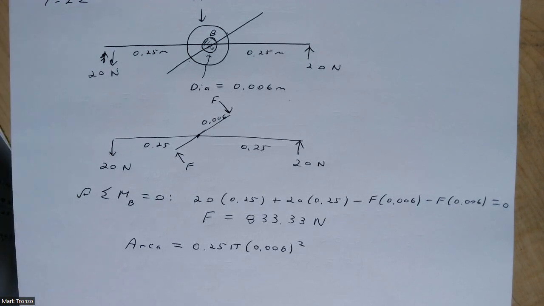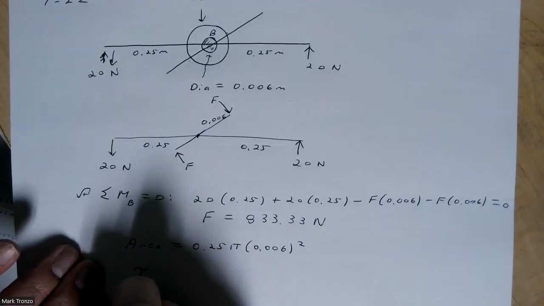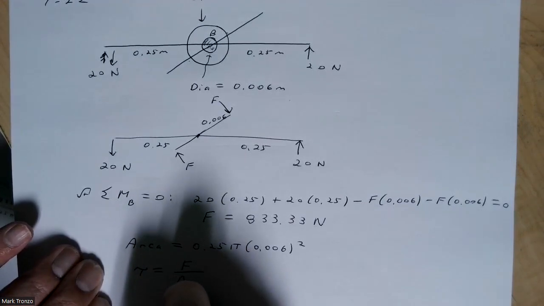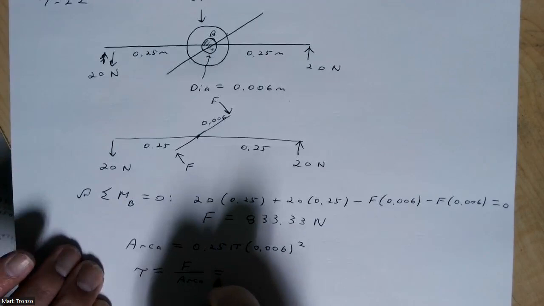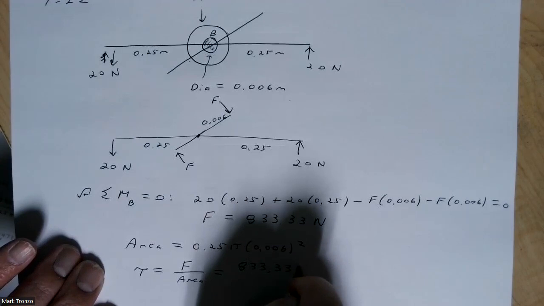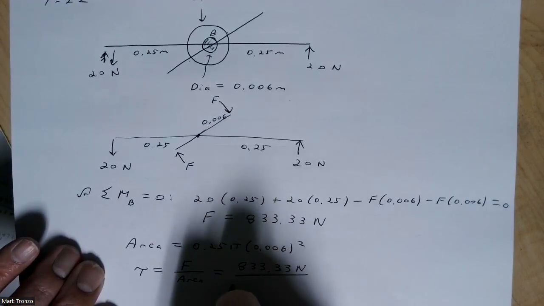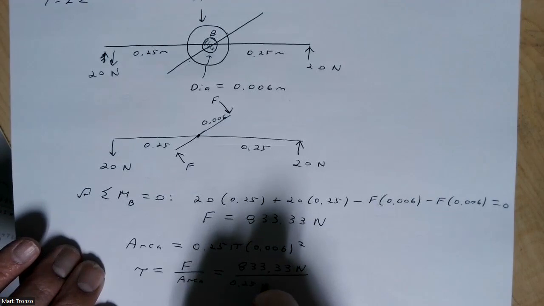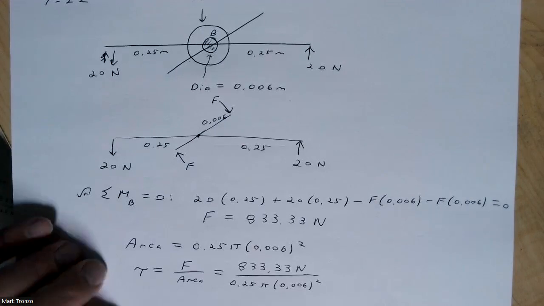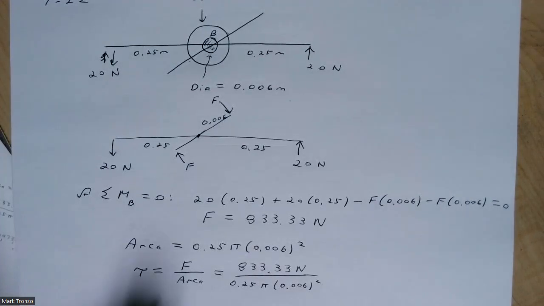And it is saying it wants the average shear stress, and the average shear stress is simply going to be tau equals force divided by the area. Again, in my problem, I worked that out to be 833 newtons over 0.25 pi times 0.006 squared. And work that out, and that will give you the answer.